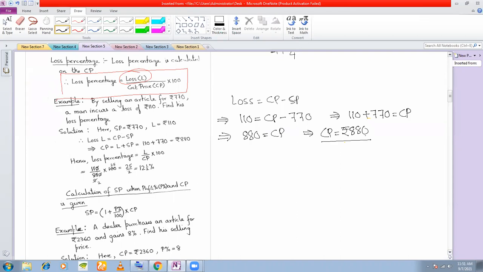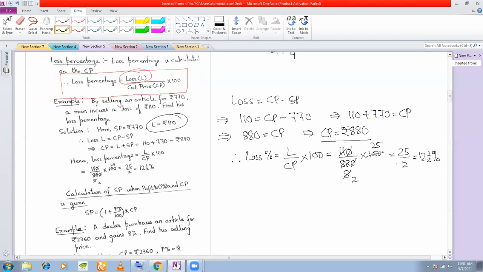Okay, now once you have found out the cost price and you know the loss also, loss is 110 given to you. Therefore, loss percentage is equal to loss by cost price into 100, which is 110 divided by cost price into 100. So this will cancel 8 times, and this also you can cancel with 4. So you get 25 by 2, which is 12.5%. Sir, can we write the percentage in fraction? Yes, you can leave it in fraction also.